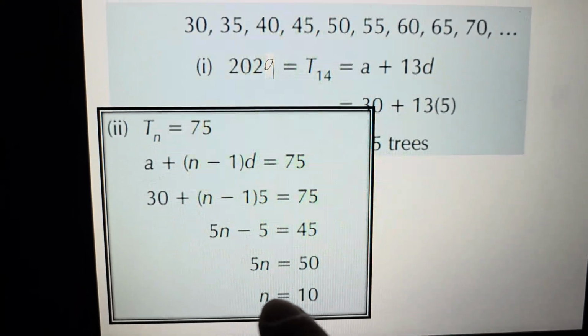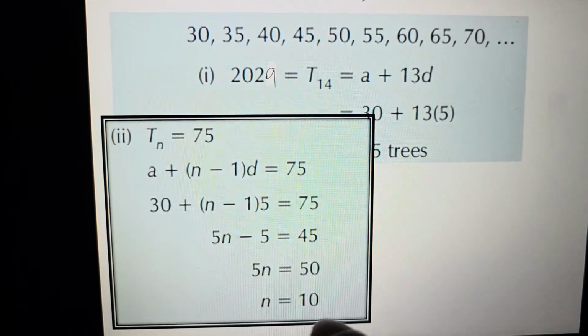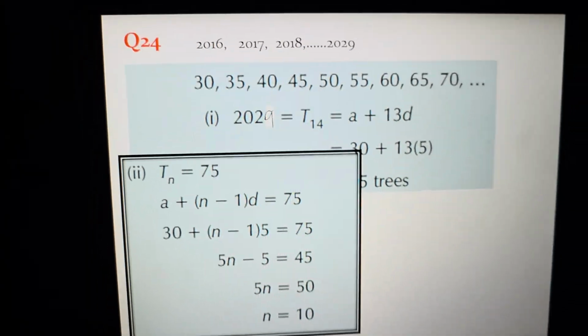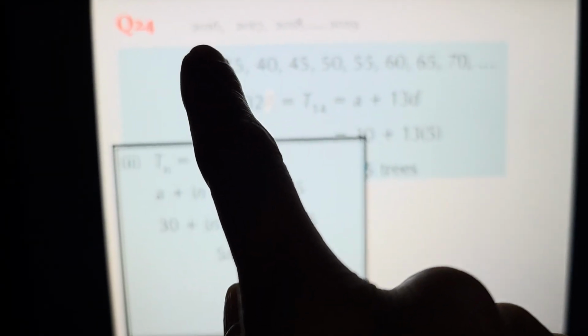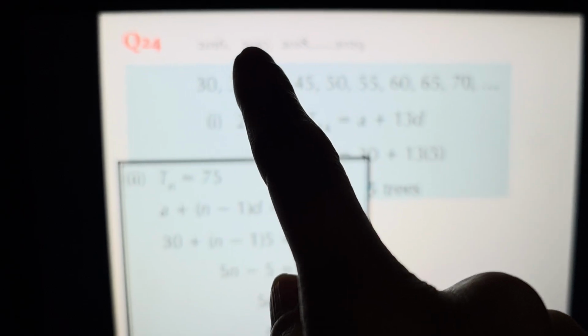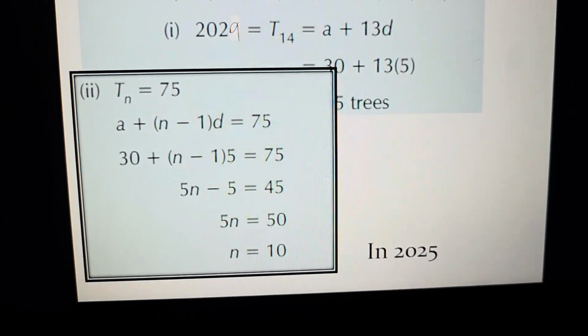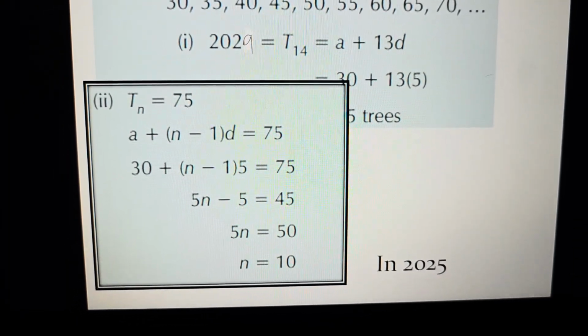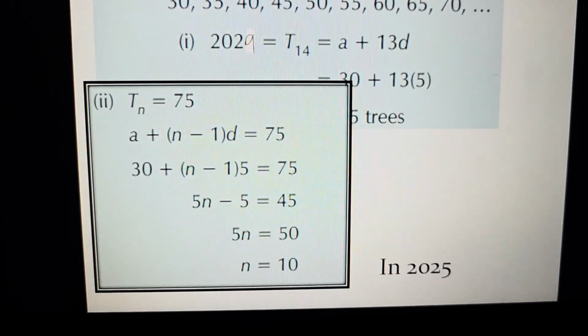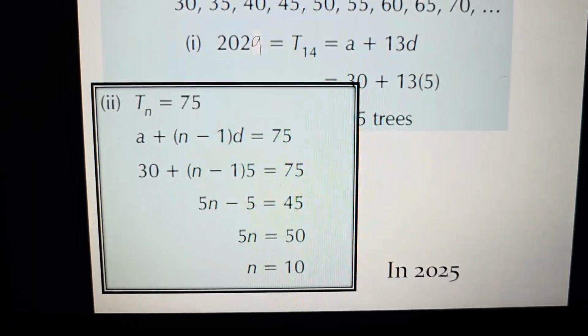N represented a term number. So in term 10, you have to figure out what year is term 10. Remember, you started in 2016, that was term 1. Term 2 was 2017. Term 3 was 2018. So by the time you get to term 10, it's the year 2025. So in 2025, he will plant 75 trees.